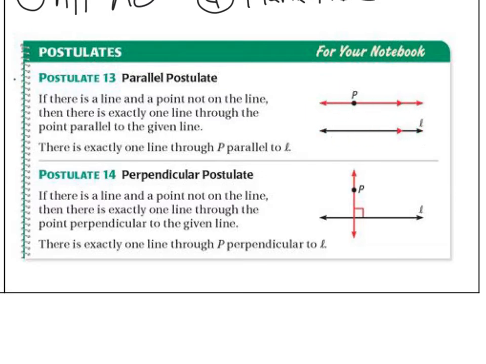And postulate 14, the perpendicular postulate: if you have a line L and a point not on the line, point P, there's exactly one line that goes through point P that is perpendicular to that line. So there's only one line that goes through point P that will make it either parallel or perpendicular to line L. So go ahead and make sure we add those to our postulate page, which is growing longer by the day. If you need more pieces of paper to write those down on, pick them up in class.